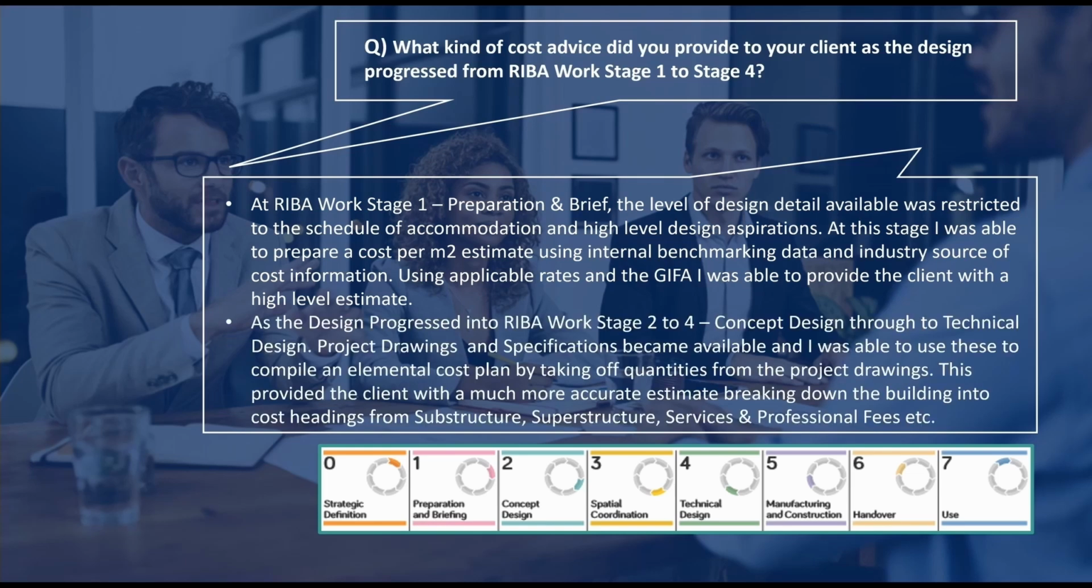As the design progressed into RIBA Work Stage 2 through to Stage 4, which is concept design through to technical design, project drawings and specifications became available, and I was able to use these to compile an elemental cost plan by taking off quantities from the project drawings, and this provided the client with a much more accurate estimate, breaking down the estimate into cost headings from substructure, superstructure, services and professional fees.